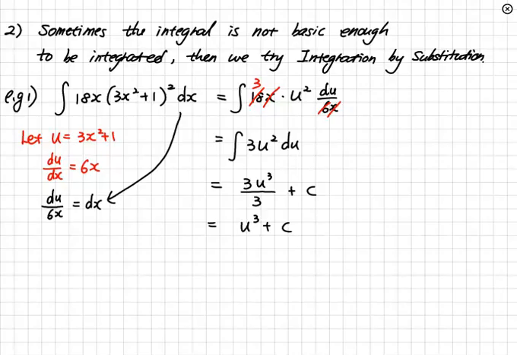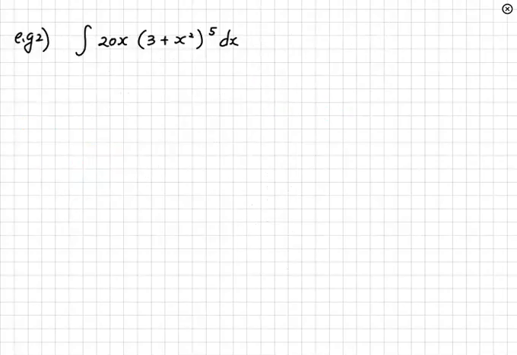Now, the original question is in terms of x. So we have to sub the u back with what we have. So therefore it is bracket 3x squared plus 1 to the power of 3 plus c. Now what I would love you to do is to try this question by yourself and then check the answer.